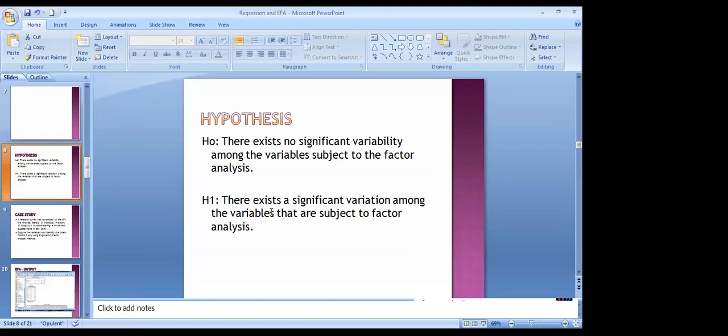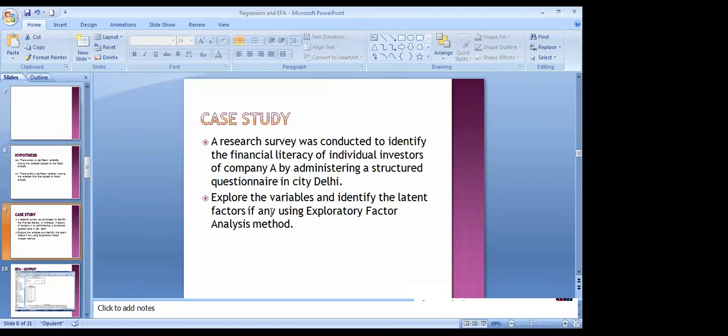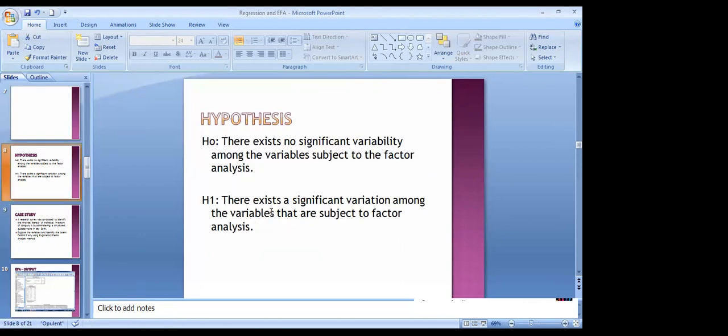Why am I giving this hypothesis? When you do the KMO Bartlett test, the purpose of the KMO Bartlett test is for sampling adequacy and to go ahead with this hypothetical statement also. Then case study, KMO and ANOVA. Yes, KMO is for sampling adequacy, ANOVA is for hypothesis.